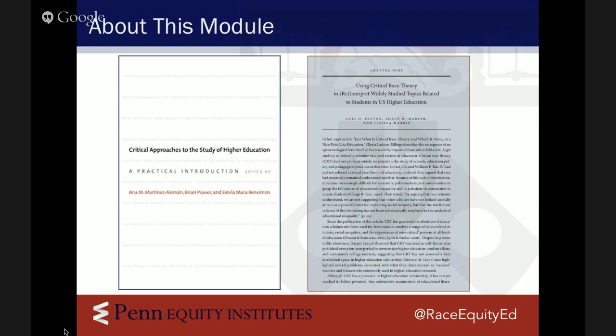Today, we decided to focus specifically on critical race theory as one approach to bringing a racial equity focus to one's research agenda. So this particular module is derived from a chapter that Lori and I co-authored with Jessica Harris, who at the time was one of Lori's doctoral advisees at Indiana University. That chapter is published in Ana Martinez Aleman, Brian Pusser, and Estella Ben-Simon's newest book, Critical Approaches to the Study of Higher Education. That book was published this past spring by Johns Hopkins University Press and is available on the website for the press as well as on Amazon and other online retailers.